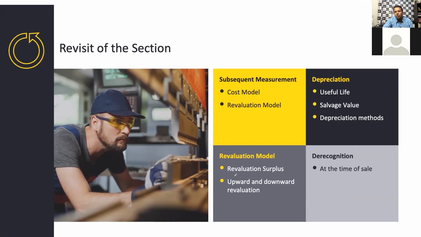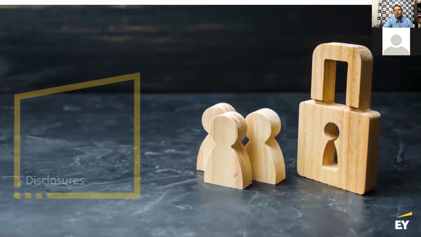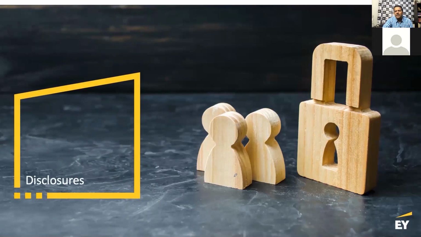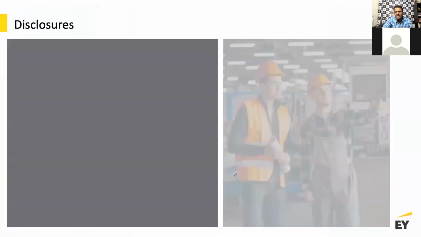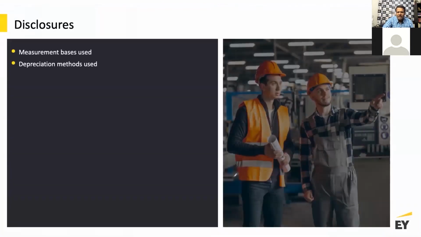From that perspective, you have to de-recognize your property, plant, and equipment at the time of sale, when you're disposing of it, or when you don't expect to generate any future economic benefit. So that broadly gives you a good perspective on Ind AS 16. Remember all of these concepts, focus on the information we've talked about, and you will be able to address this appropriately. Now we're going to talk about disclosures.